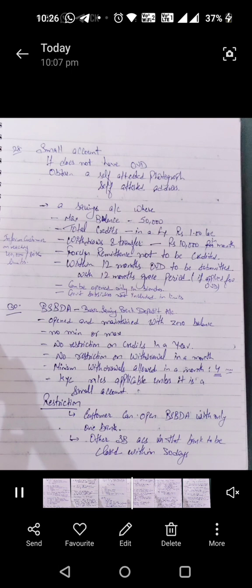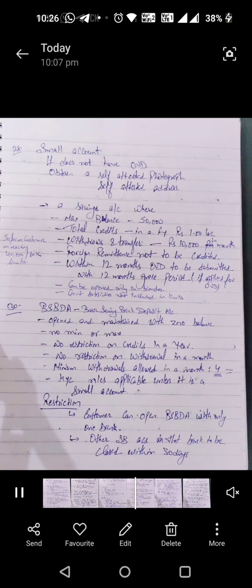Total credits in a financial year will be 1 lakh. Then withdrawals and transfers, rupees 10,000 in a month. Then foreign remittance is not allowed in these accounts. These accounts are valid for 12 months only. But a 12-month grace period can be given if the customer gives proof of applying for the OVD.